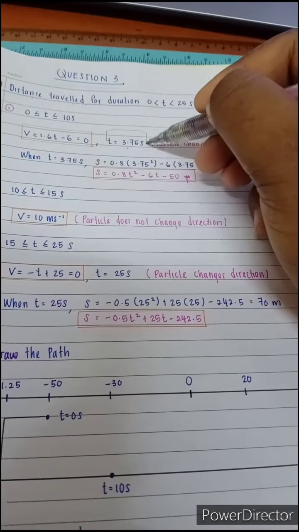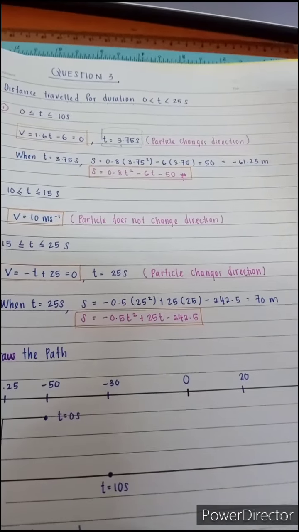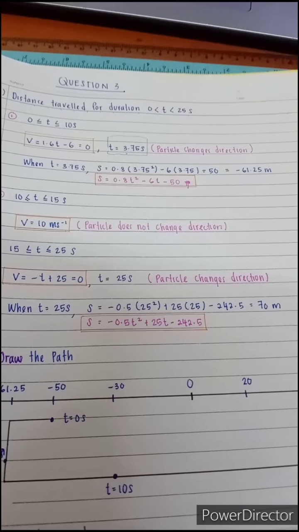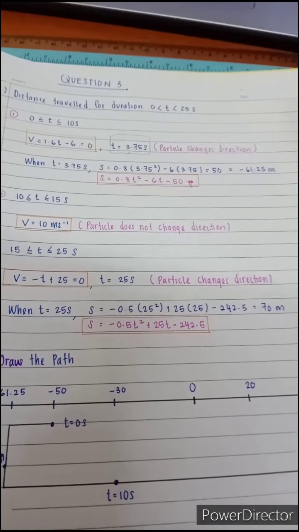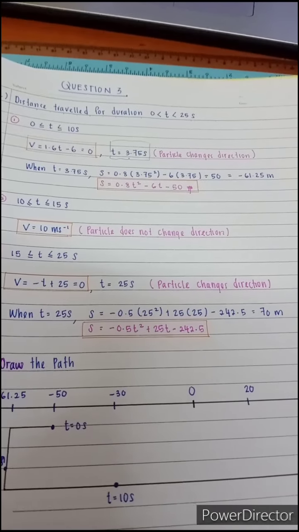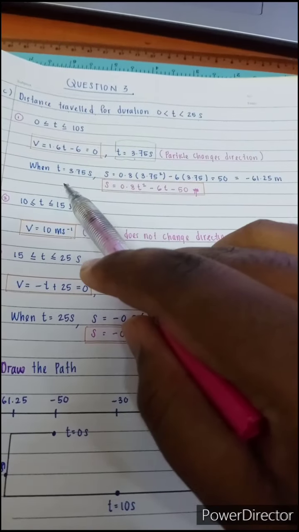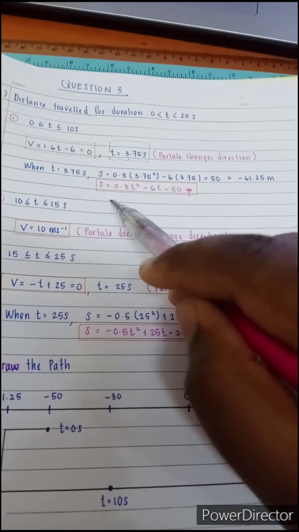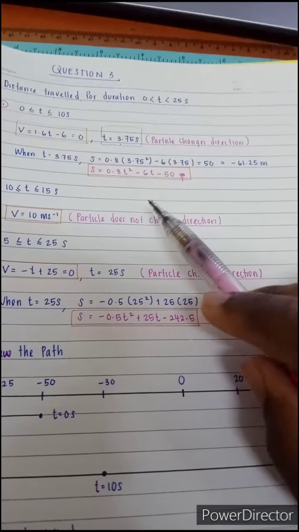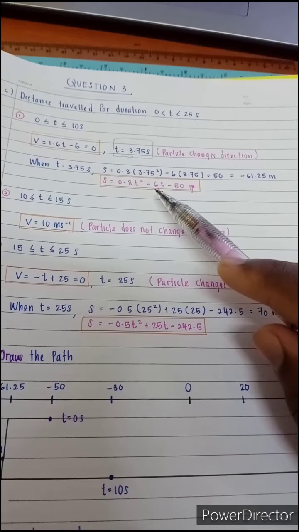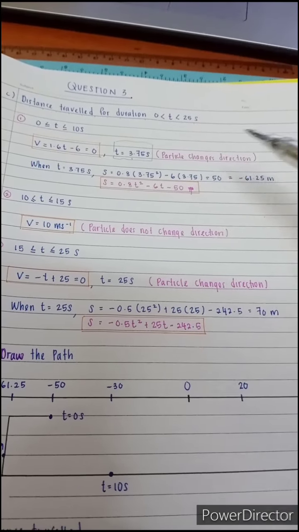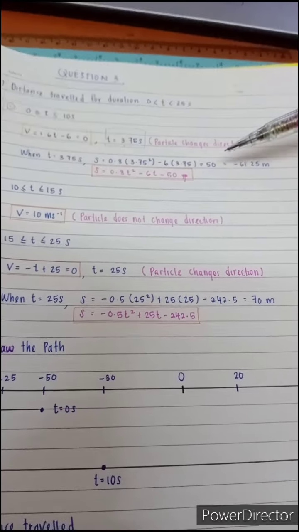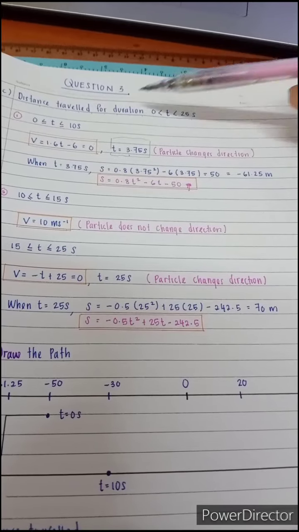So t equals 3.75 seconds means that the particle changes direction. If you want to know the displacement at which it changes direction, you take t equals 3.75 seconds and substitute it into the equation you got for 0 to 10 seconds, which is s equals 0.8t squared minus 6t minus 50. If you substitute 3.75 seconds into that displacement equation, you will get how far the distance is traveled from 0 to 10 seconds.